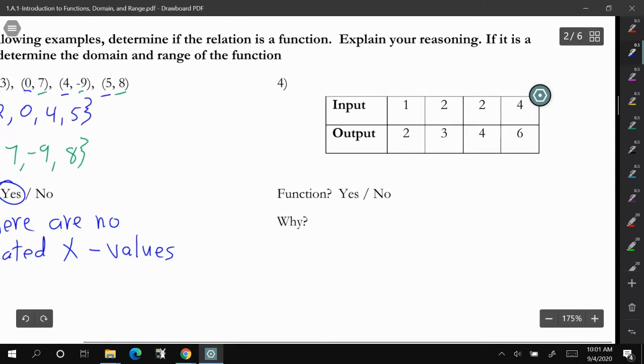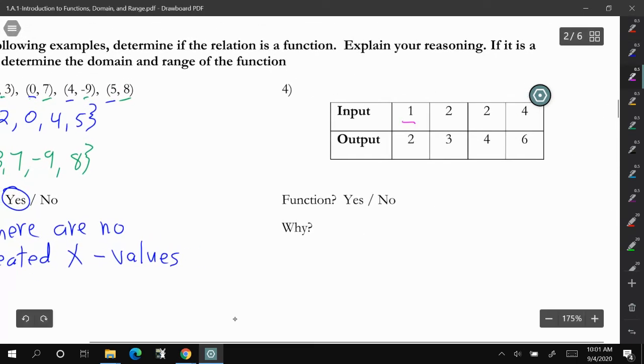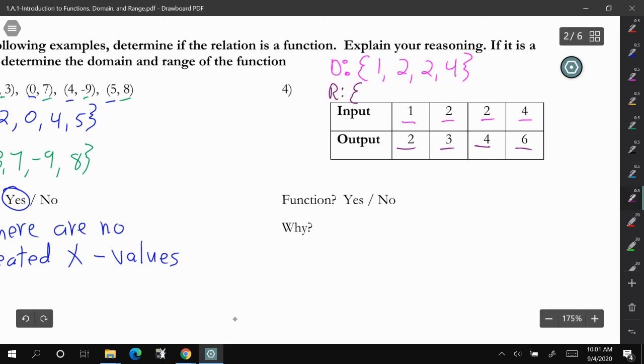If we look over here, I'll underline my input or my x values. And I'm still going to write the domain and range on this. So the domain, 1, 2, 2, 4. So I already see that an input or x value is repeated. So that tells me that this won't be a function, but we'll get to that in a second. Because this is repeated, it is not a function.